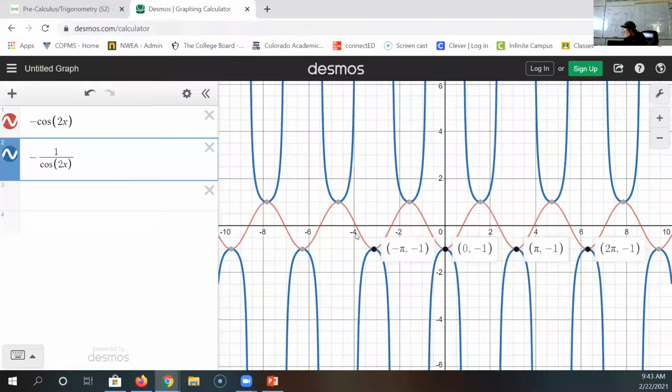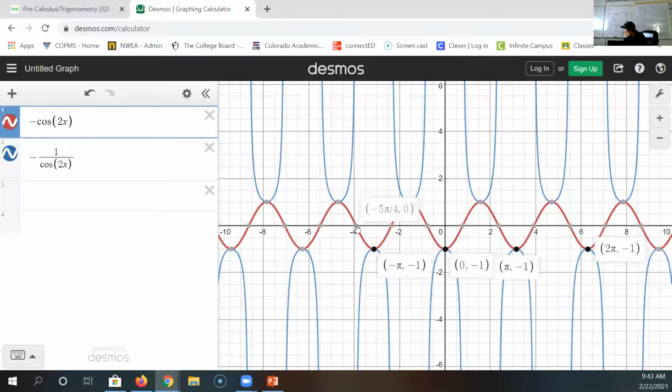The intercepts of my cosine graph are now the asymptotes of my secant graph. So really when I'm graphing secant and cosecant, I'm approaching it like I'm graphing sine or cosine. And then I just got to remember how it actually breaks down. If that makes any sense.